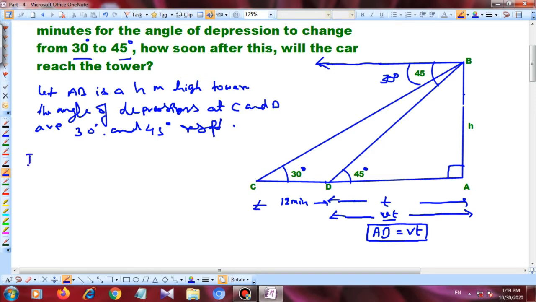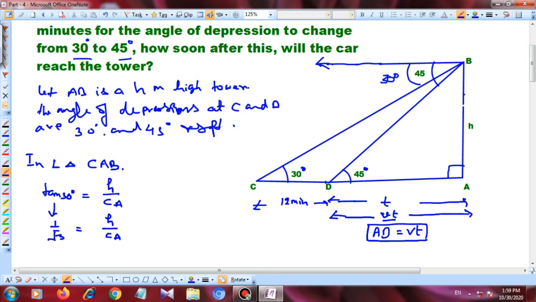Now in right angle triangle CAB, in this triangle tan 30 equals H upon CA, right? Value of tan 30 you know, 1 upon root 3. So this is H upon CA, right?